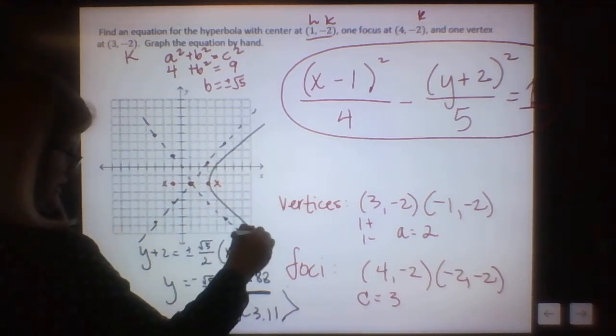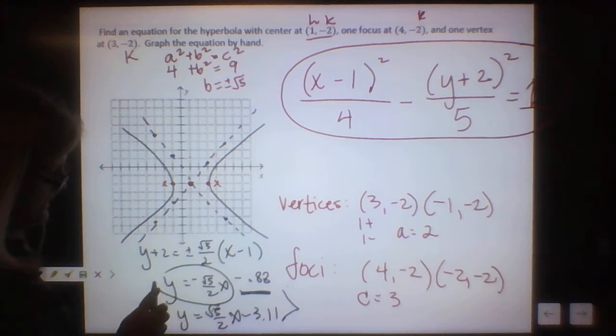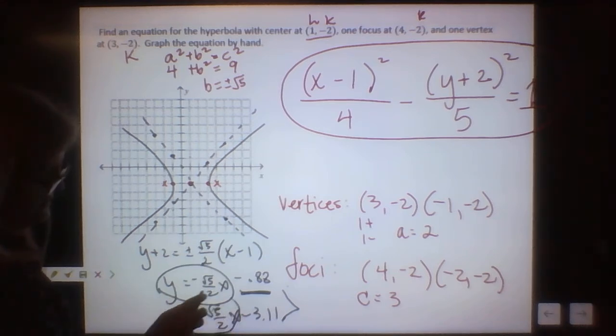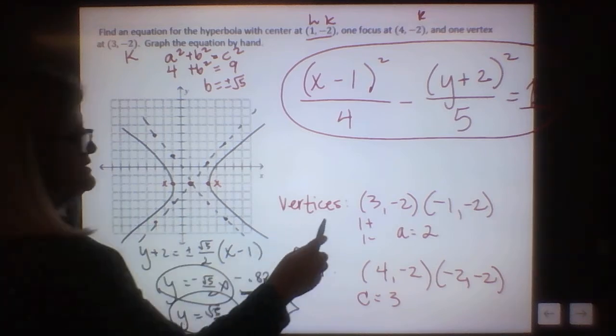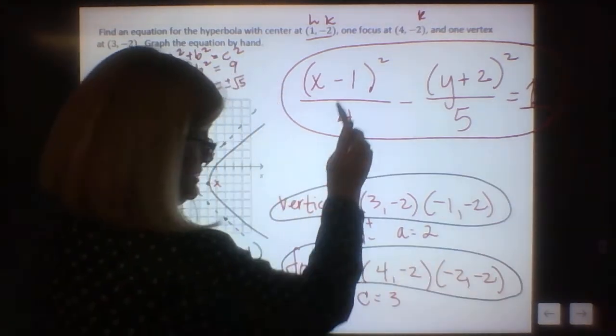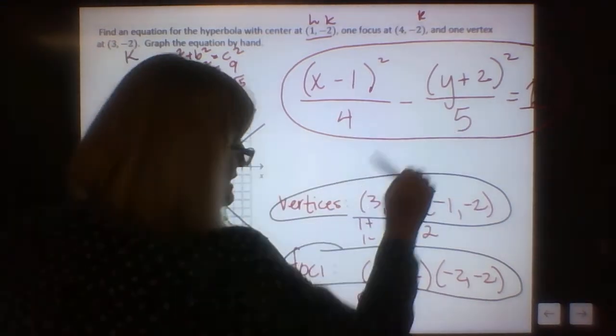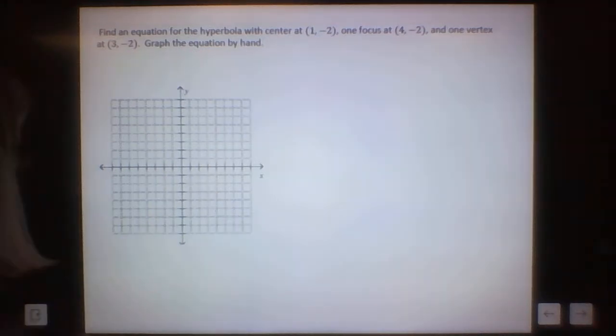So then my graphs would look like this. Okay? So this is the part that you need if you're going to graph it from the center. And you need your vertices and you need your foci. And you need to write the equation. So you have to have your A and your B. Okay, moving on.